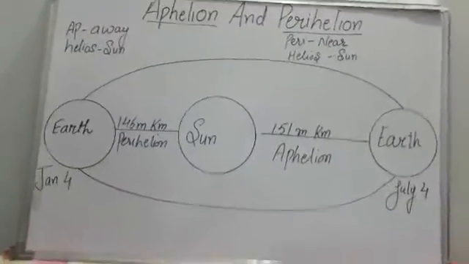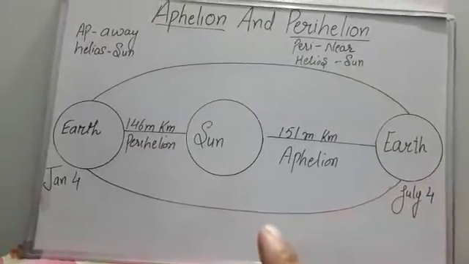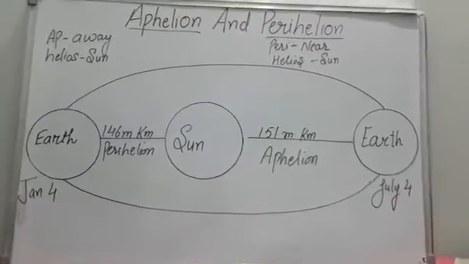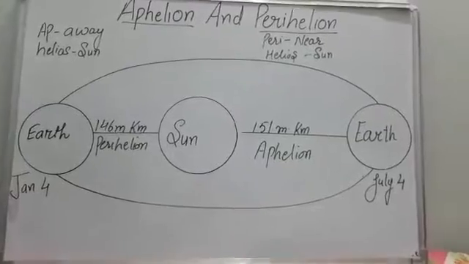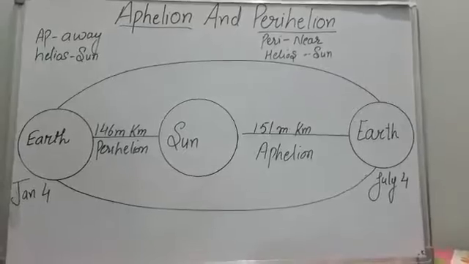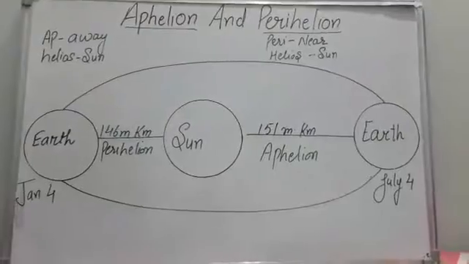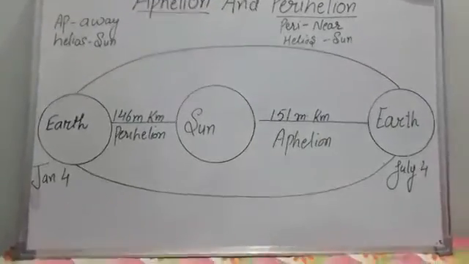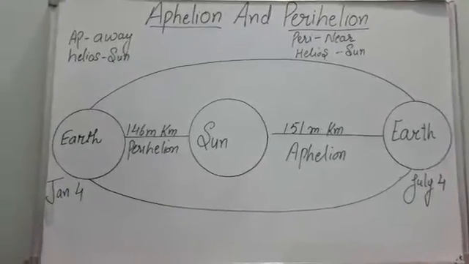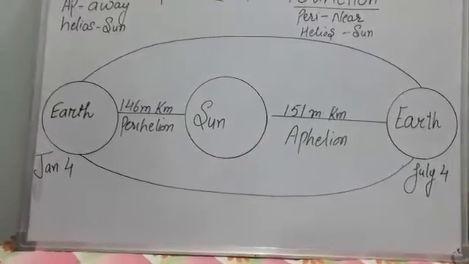Now look at the right side of the earth. The earth is farther from the sun. The earth is at its maximum distance from the sun. It means the earth is away from the sun. When the earth is away from the sun, this situation is called aphelion. Aphelion and perihelion happen on different days, okay.